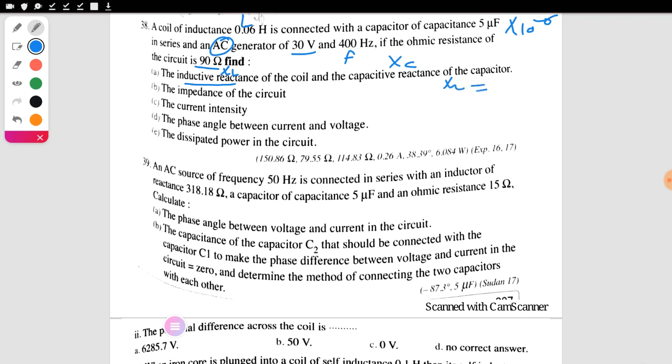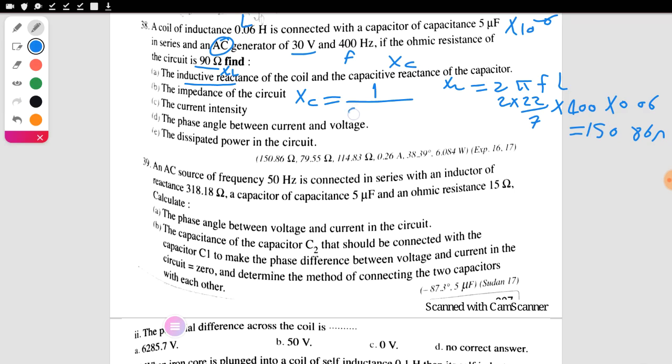XL equals 2 pi F L, equals 2 times 22/7 times 400 times 0.06. The answer is 150.86 ohm. Calculate the capacitive reactance of the capacitor: XC equals 1 over 2 pi F C, pi equals 22/7, F equals 400 hertz, capacitance 5 microfarad times 10 power negative 6 to convert it into farad. The answer equals 79.55 ohm.